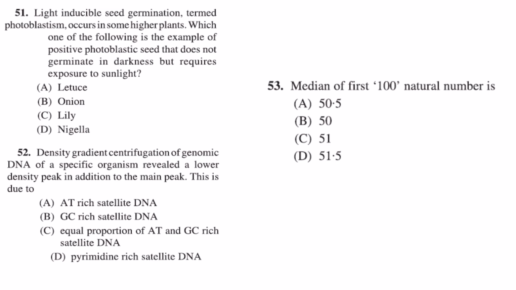So coming to the next question. Light inducible seed germination termed photoblastism occurs in some higher plants. Which one of the following is an example of positive photoblastic seed that does not germinate in darkness but requires exposure to sunlight? So photoblastism is a condition where seeds require light to germinate and they will not germinate in darkness. That is, they require light for initiating germination.